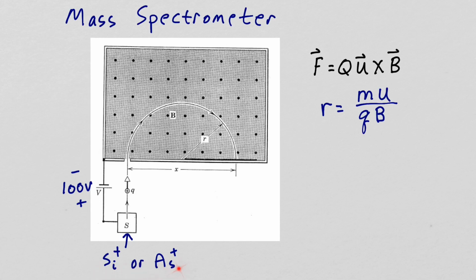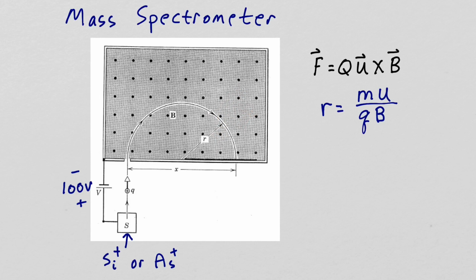So if we could produce ions of the silicon and arsenic, what we would then do is apply a voltage and accelerate those ions by the electric field between our source and a metal plate here. Now, if the metal plate has an opening in it, those ions will proceed into a region where we have a magnetic flux density field.